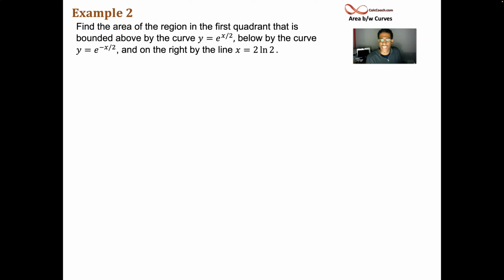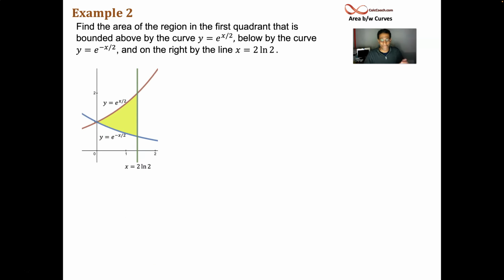All right, so what does e to the x over 2 look like? It looks like e to the x. It crosses the y-axis at 1, and it grows exponentially. What about e to the negative x over 2? We take that same graph, reflect it about the y-axis, and we'll have exponential decay instead of exponential growth. Okay, we're in the first quadrant, so we don't care about what's going on in the second quadrant. And so exponential growth, exponential decay, and a vertical line. Looks just like that.